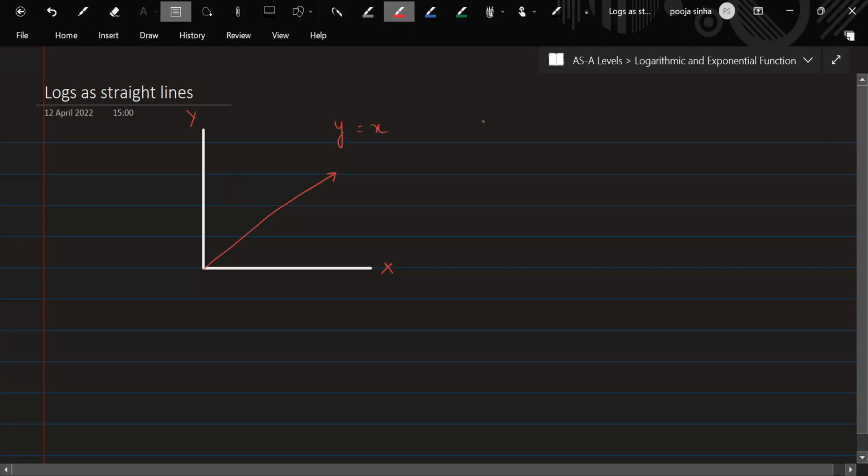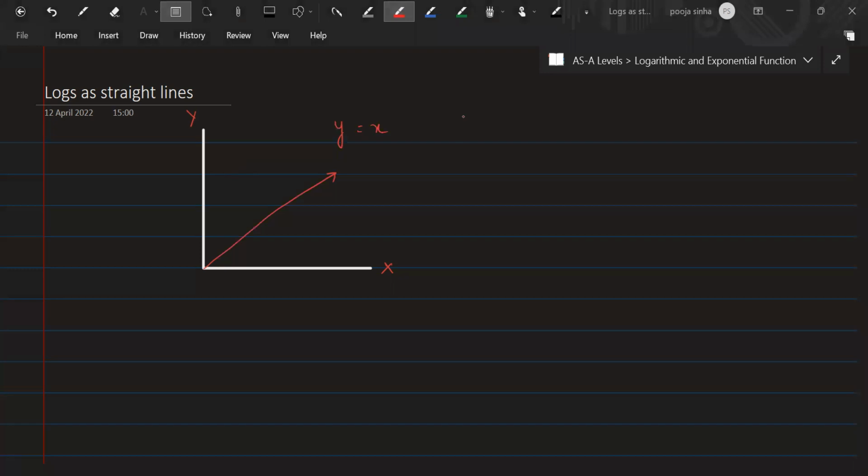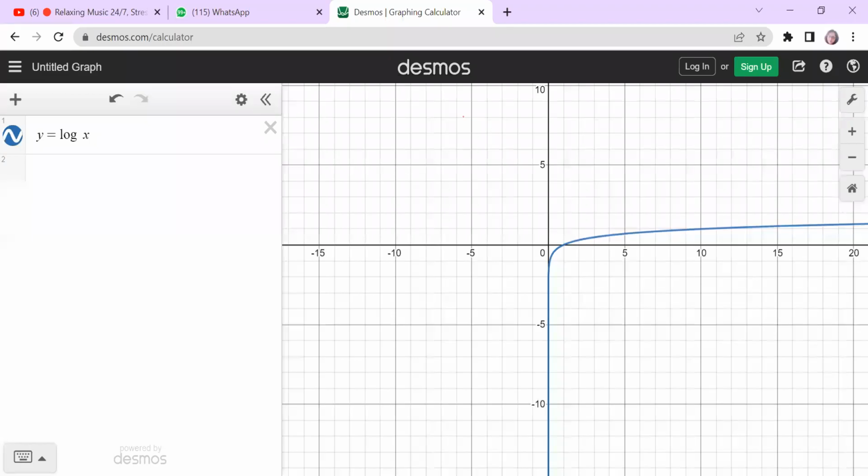How does a log graph look? It's that curve which we had done last time. ln x, right? So suppose y is ln x, or just a simple log to the base 10. Then how will the graph look? I'll share my screen. Does it look like this? This is how a log graph would look.